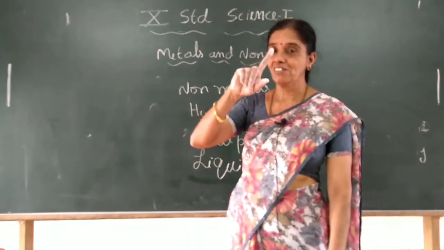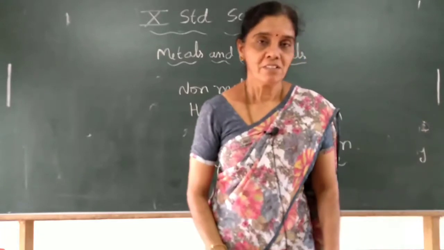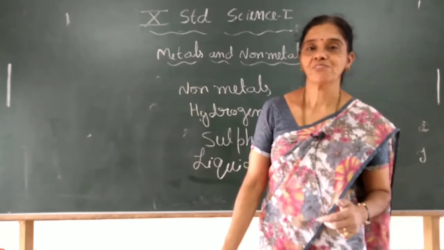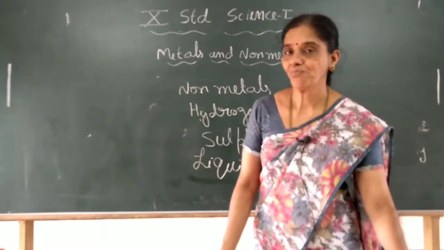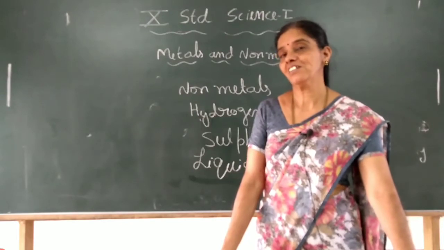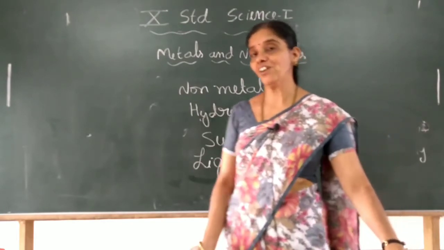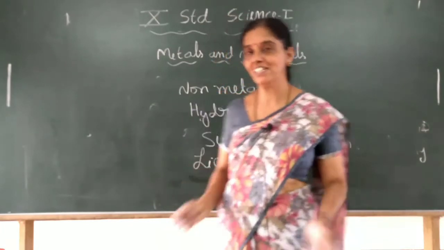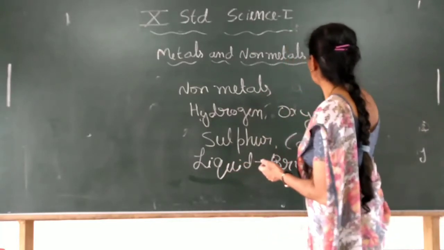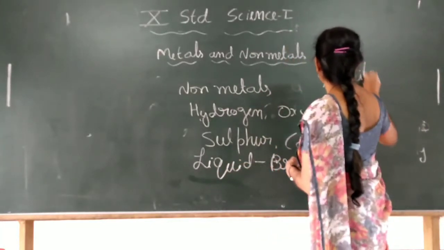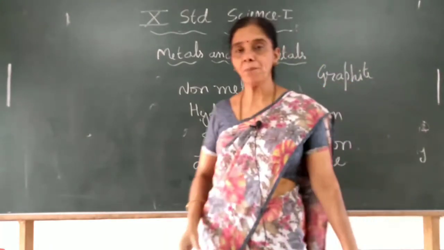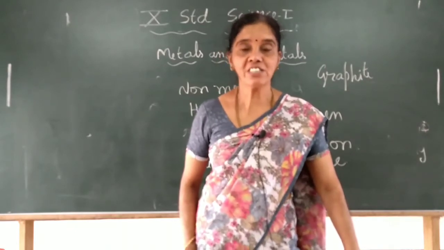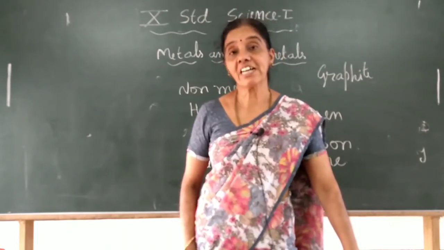Among non-metals, one particular form of carbon will make current flow through it. We use it in a dry cell. Even for writing, we use that non-metal carbon. Do you know what it is? Graphite. Graphite is an allotropic form of carbon which allows current to pass through it. It is a good conductor of electricity.